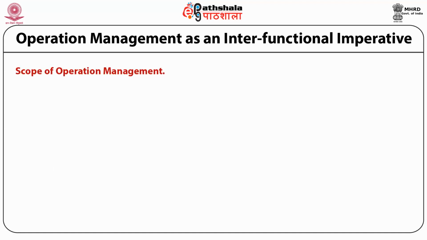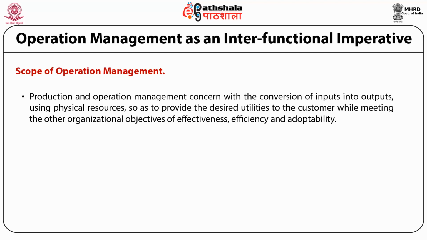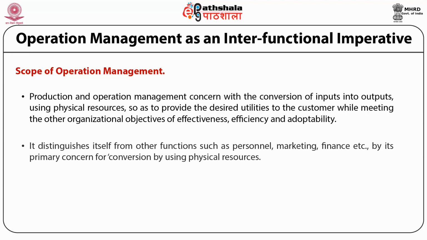Scope of operation management. Production and operation management is concerned with conversion of inputs into outputs using physical resources so as to provide the desired utilities to the customers while meeting the other organizational objectives of effectiveness, efficiency and adaptability. It distinguishes itself from other functions such as personnel, marketing, and finance by its primary concern for conversion by using physical resources.